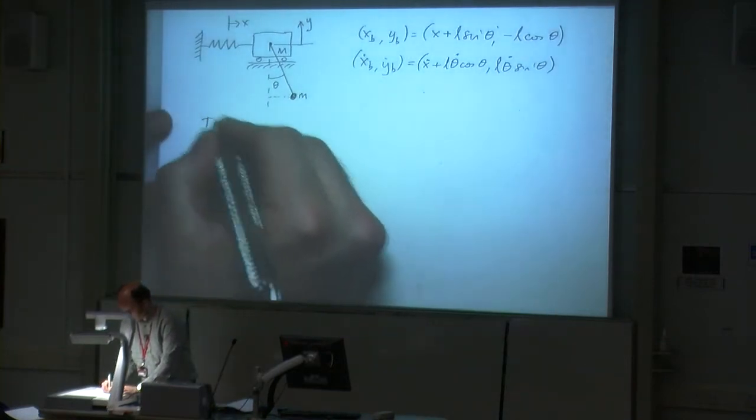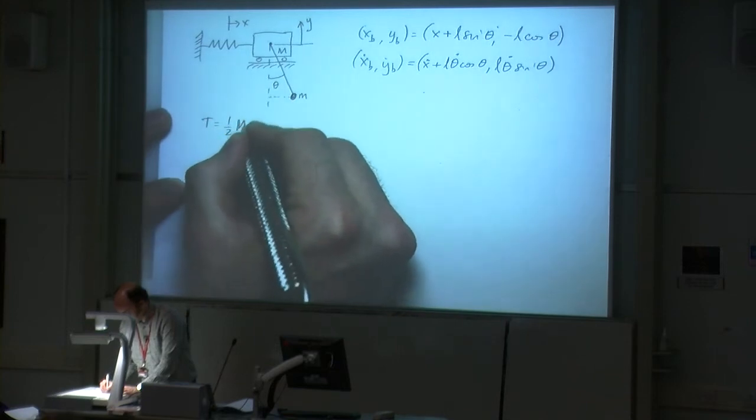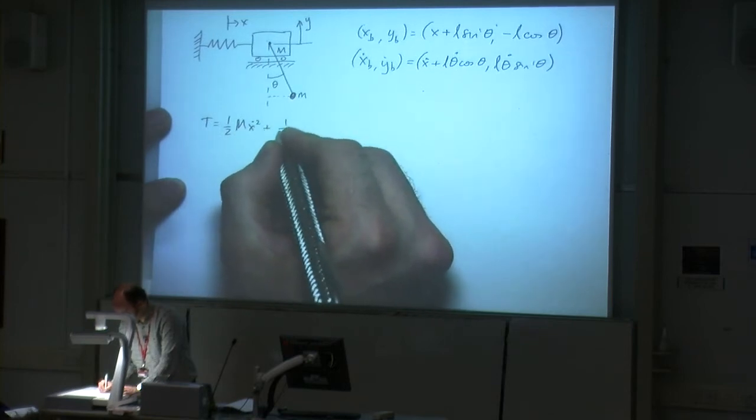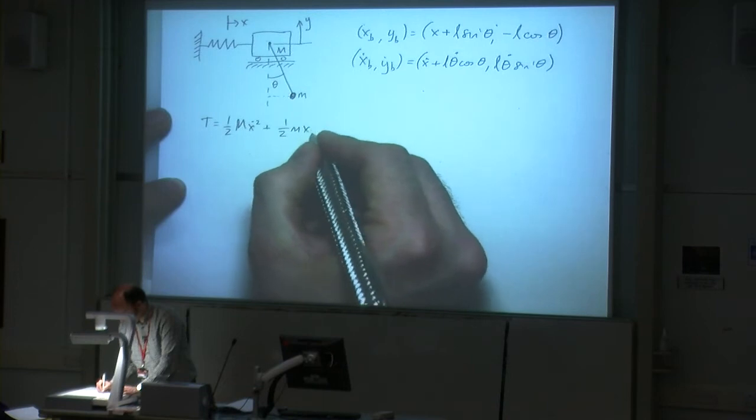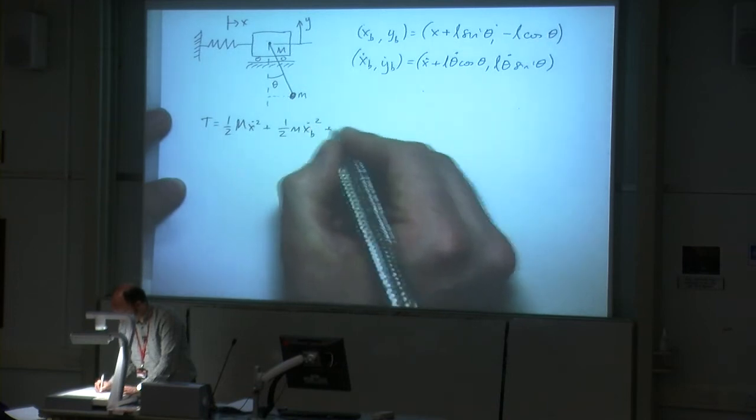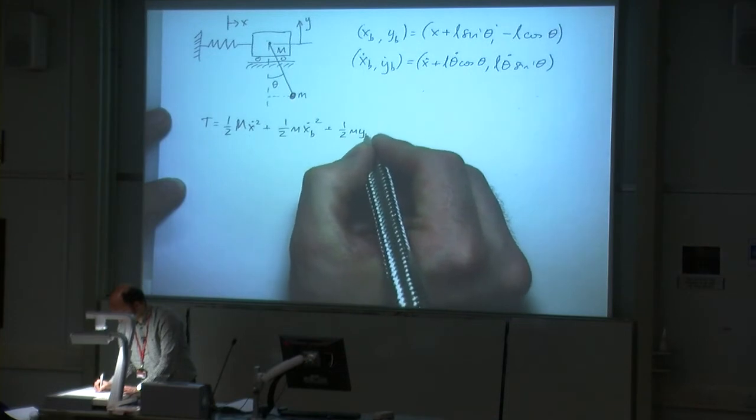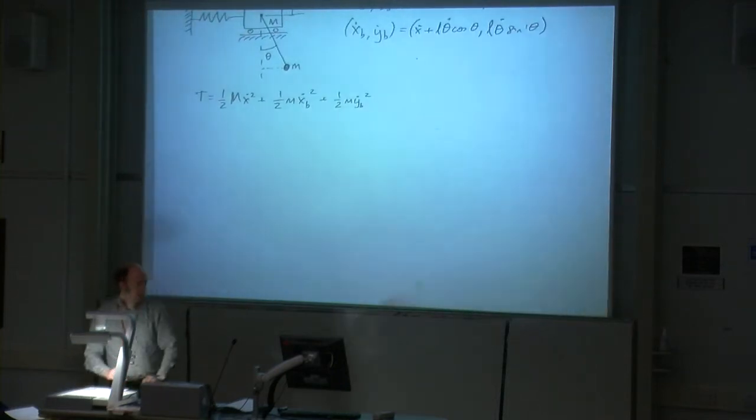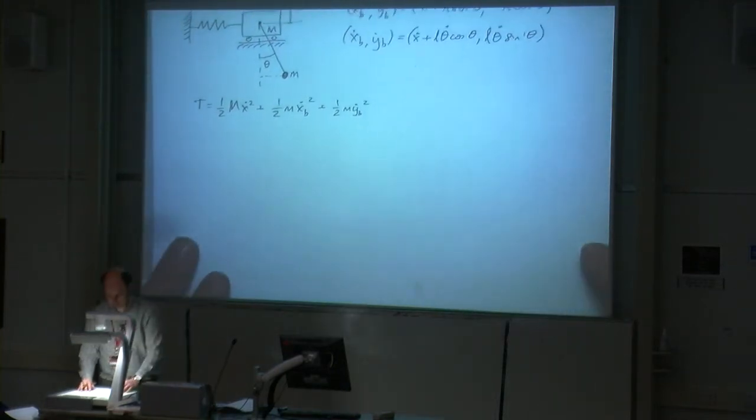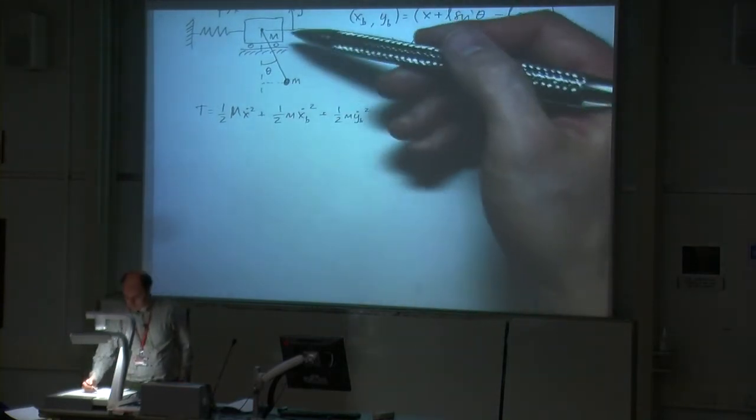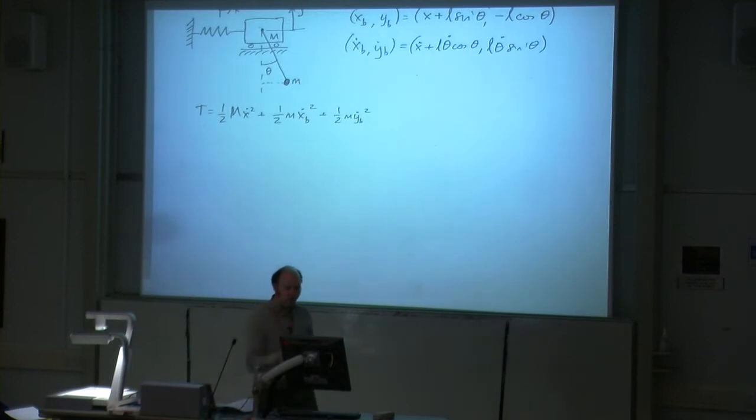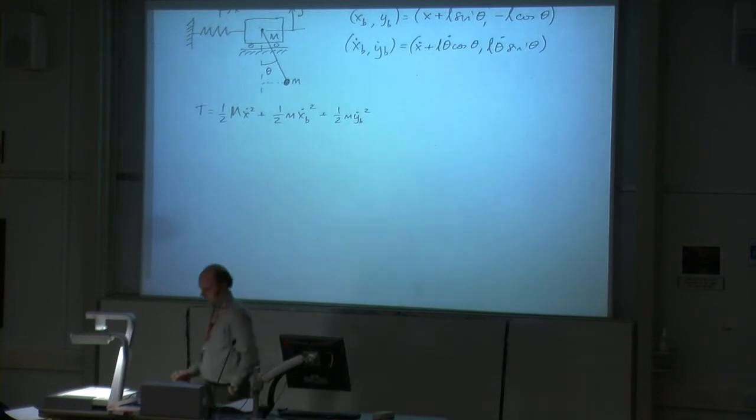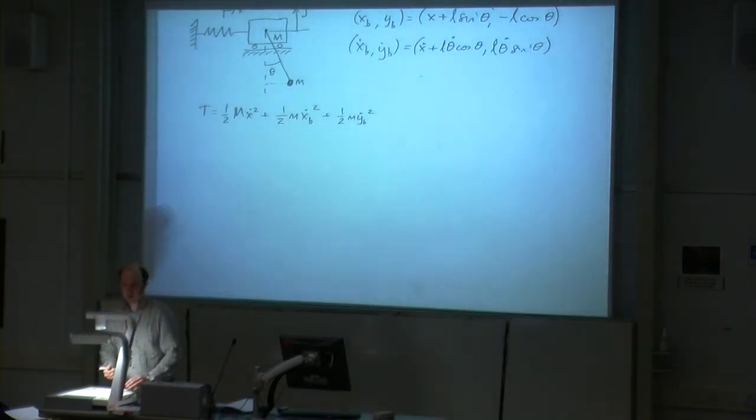So T is 1/2 big M x dot squared, plus 1/2 little m x b dot squared, plus 1/2 little m y b dot squared. Does everybody agree? One-half mv squared for the trolley, 1/2 mv squared for the bob of the pendulum in the x direction, and 1/2 mv squared for the bob in the y direction. If you add all those up, you're going to get the kinetic energy of the system.